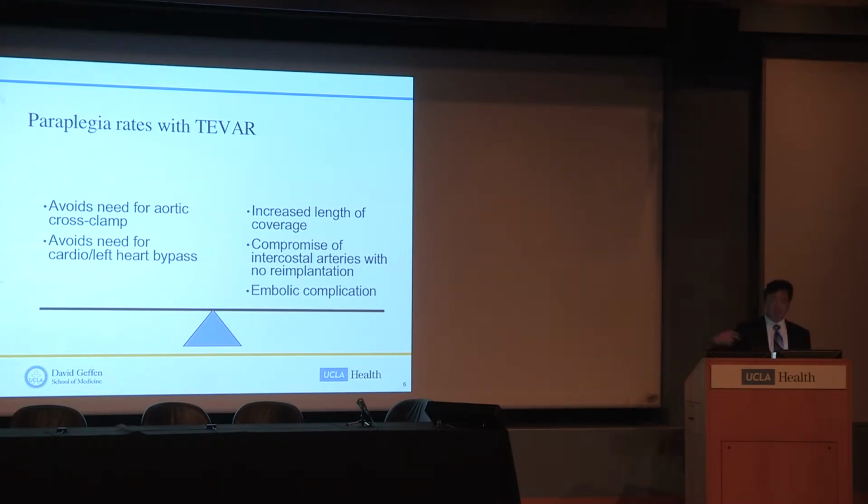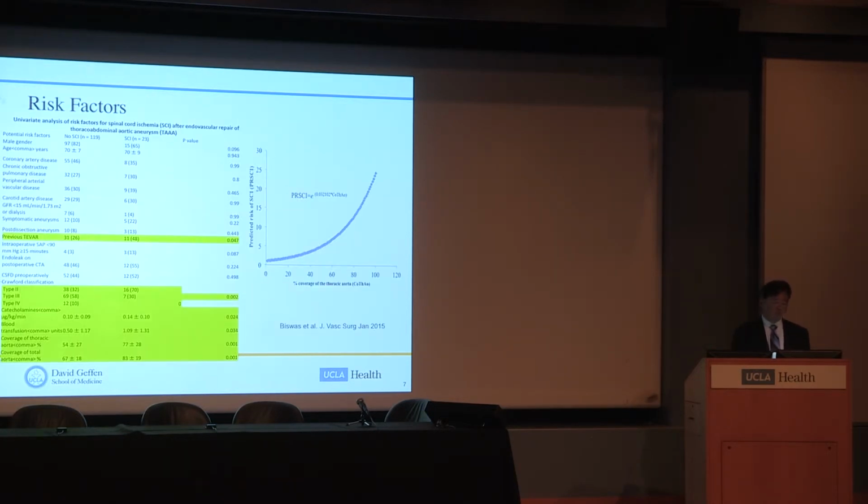So you may be increasing a larger length, and you may be compromising intercostals that you have no way of reimplanting in the endovascular. And then there's embolic complications with the wire, the sheath, the device itself that could also be adding. So in essence, although there's been a wide range reported in the literature with a median rate of around 5% in meta-analyses, you're still looking at a very comparable rate of spinal cord injury in the endovascular era compared to our open series.